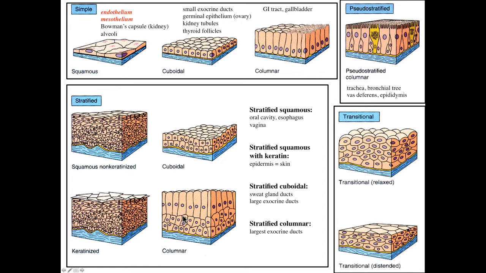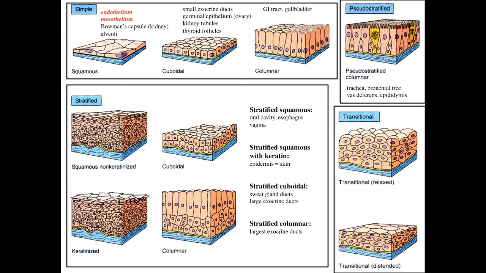If we talk about a pseudostratified columnar epithelium, we'd be talking about epithelium lining the trachea or the bronchial tree, maybe some of the organs in the male reproductive tract, like the vas deferens and the epididymis. It appears that the epithelium is in multiple layers, like a stratified columnar epithelium, but every cell actually is going to touch the basal lamina. That's why we would talk about it as a pseudostratified columnar epithelium.